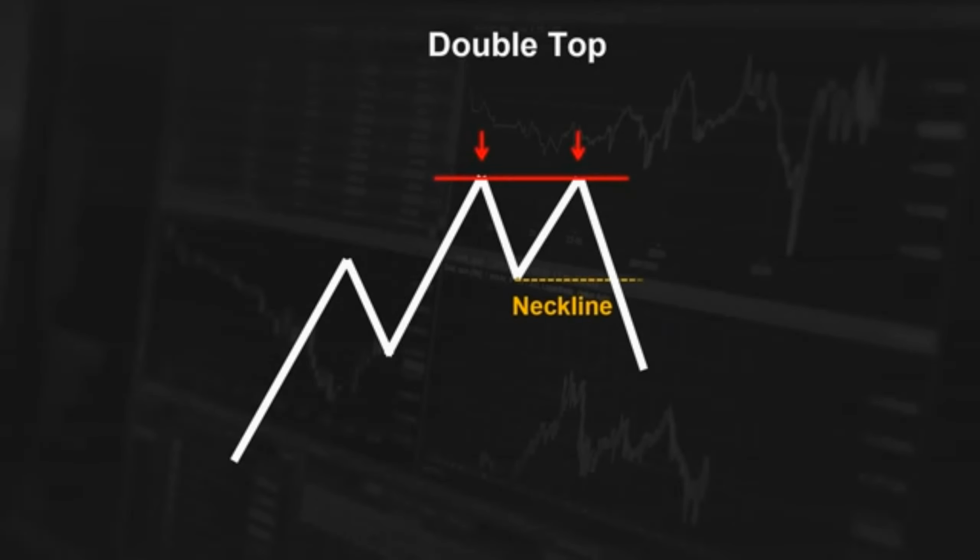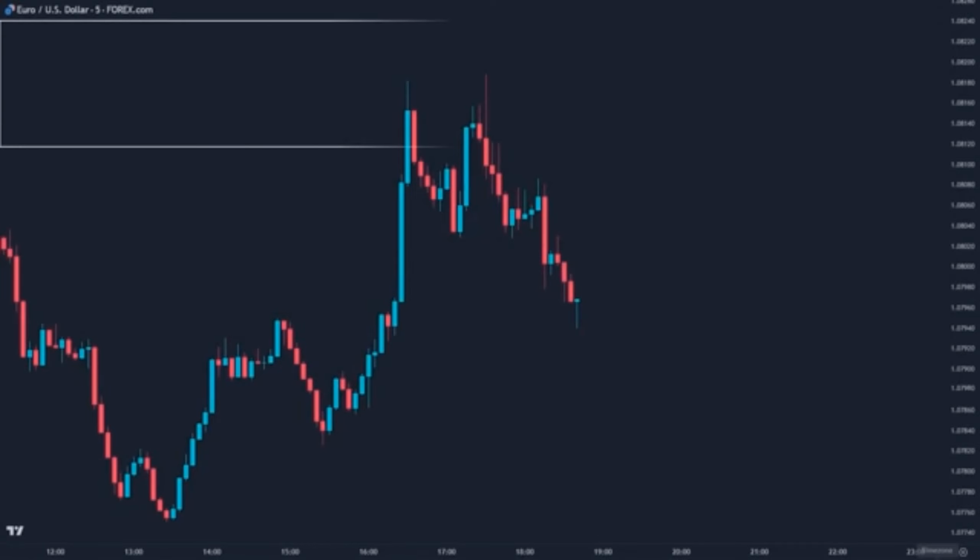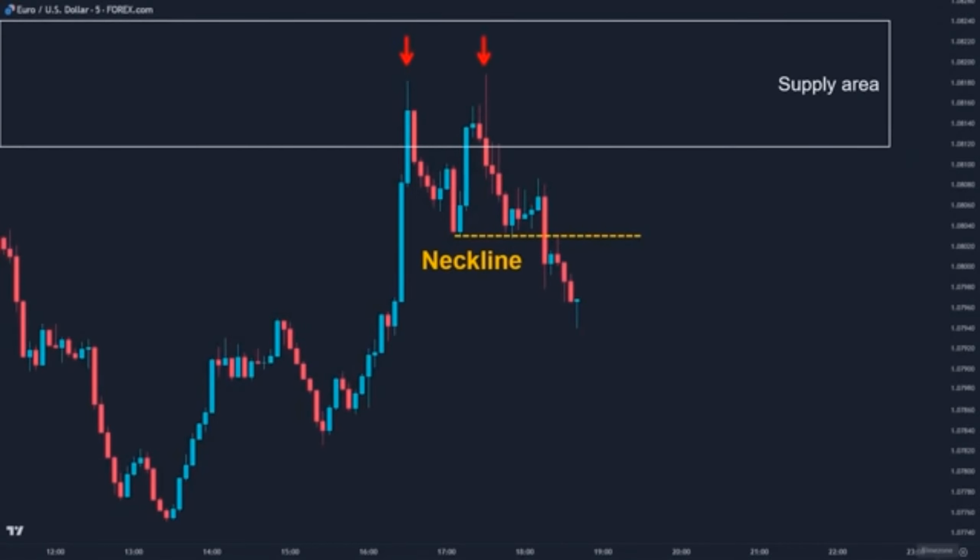Double top. The double top forms after an uptrend when the price reaches a resistance level twice, but fails to break through. It creates 2 distinct peaks at nearly the same level, separated by a moderate pullback. This indicates that buying pressure is weakening and sellers are likely to take control.